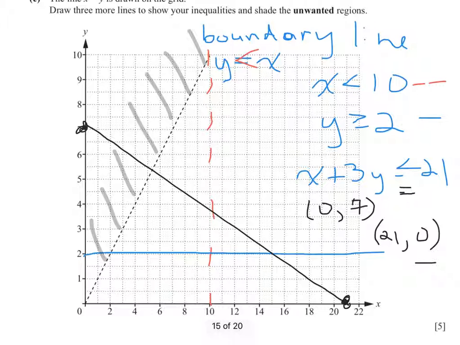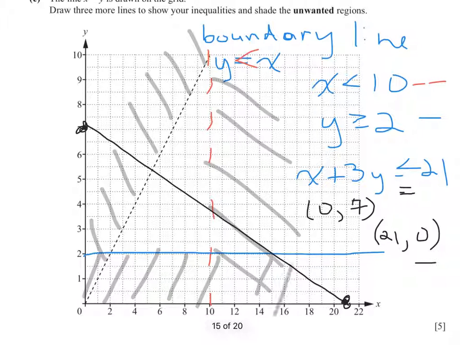The next boundary line, x is less than 10. That is to the left of that line, that's where x is less. So we're going to shade where x is greater than, not the solution. And then our y is greater than or equal to 2. We're going to shade under that line.